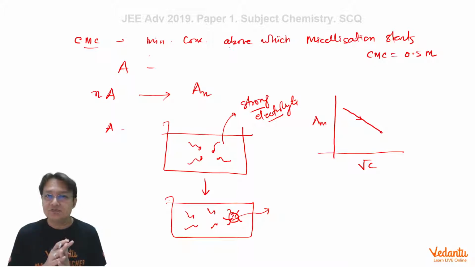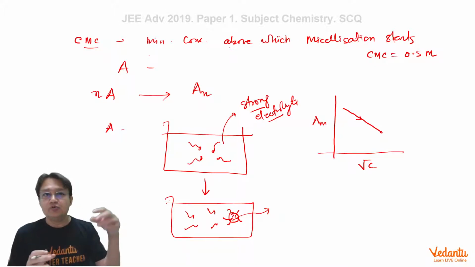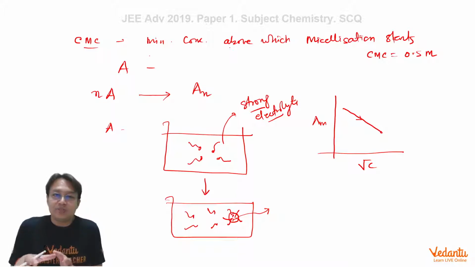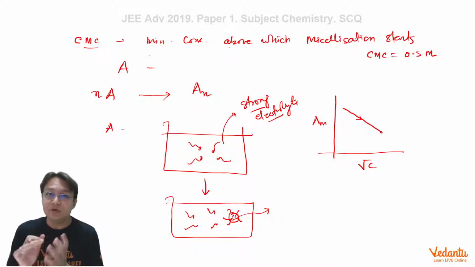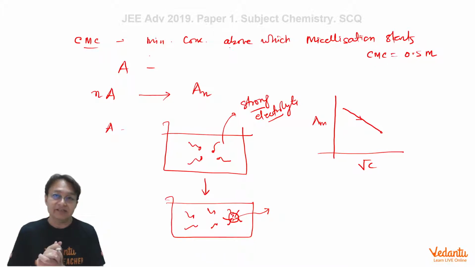Under these situations, you're adding solute, but it is still not contributing to the molar conductance. That means with increasing concentration, molar conductance is going to decrease very sharply. In fact, the behavior looks like a weak electrolyte. It will look like this.